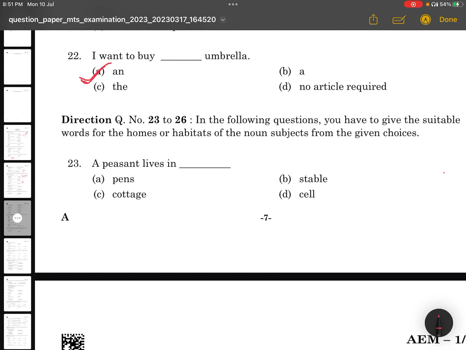Welcome to the channel, and this is the second part of the question paper of the MTS examination conducted by APSSB. We have completed questions up to number 22. Now you will see the next question.